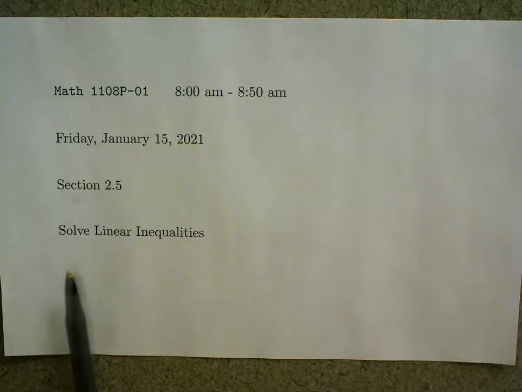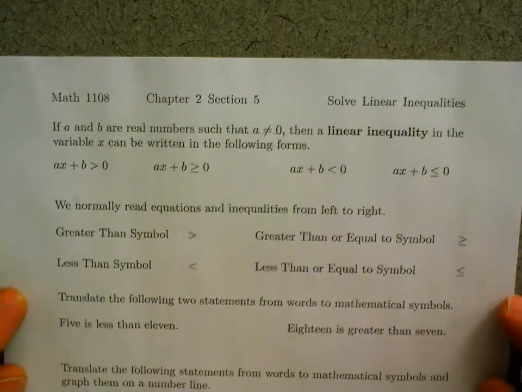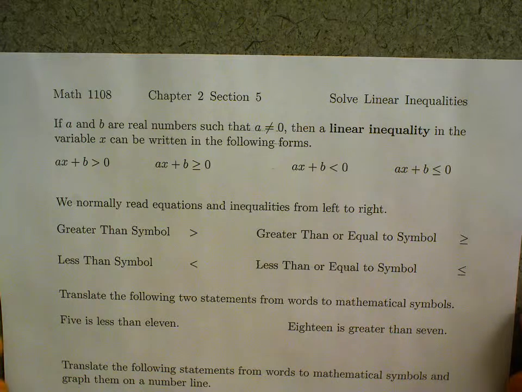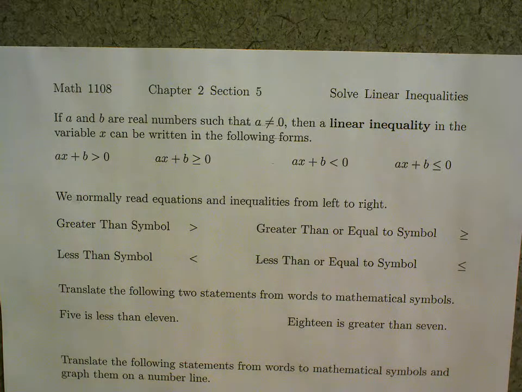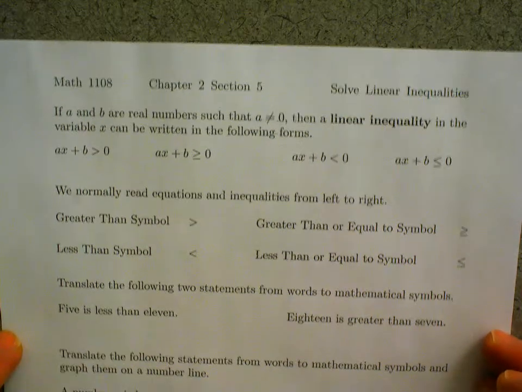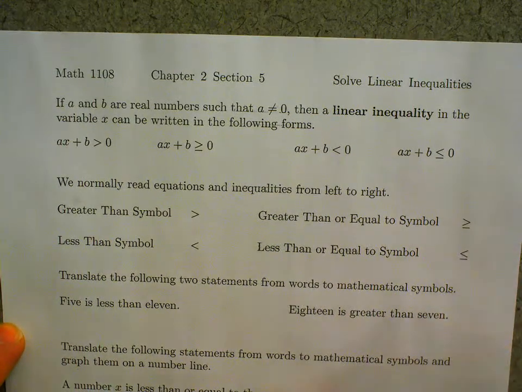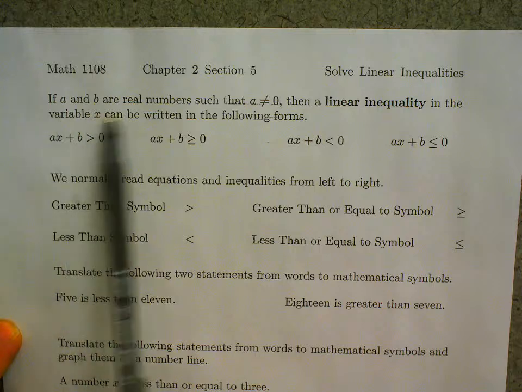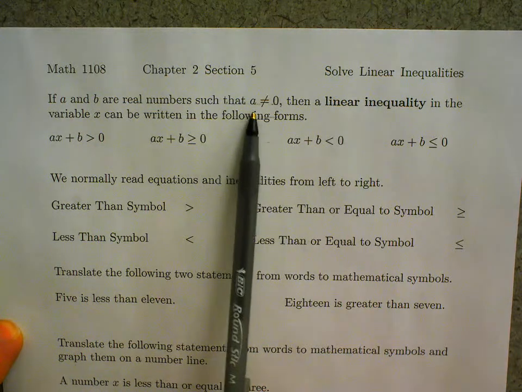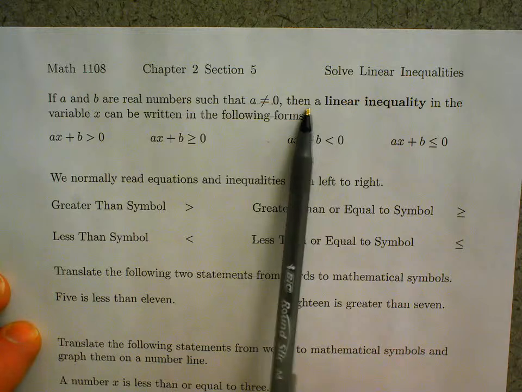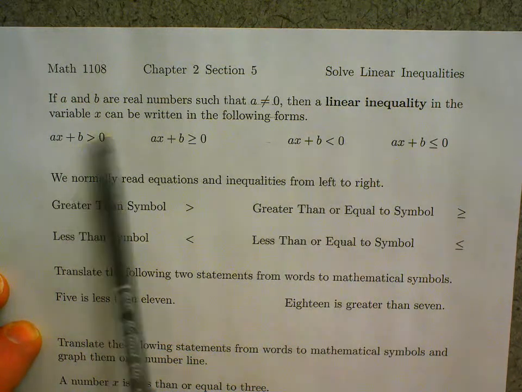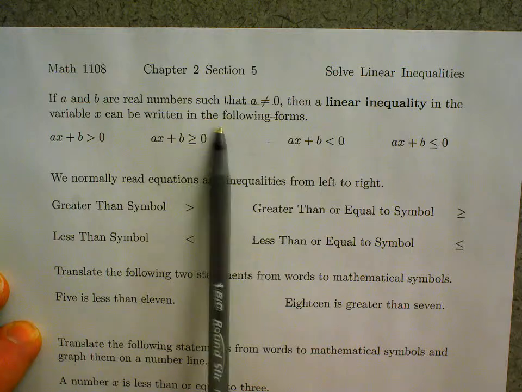Today we'll be in section 2.5 on how to solve linear inequalities. So we'll start with a definition. Inequality involves things that are not equal. So let's read this definition. If A and B are real numbers, such that A does not equal 0, then a linear inequality in the variable x can be written in the following forms.